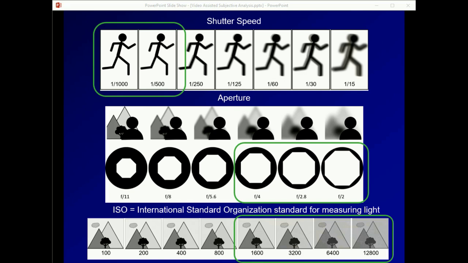The aperture is related to the opening of the hole in the iris, or the aperture. A small opening will result in focusing on the depth of the image. A large opening will need to be focused on the subject you are trying to capture. The ISO is the International Standard Organization standard for measuring light. It is related to image sharpness. The higher value can appear very grainy when compared to the lower values.